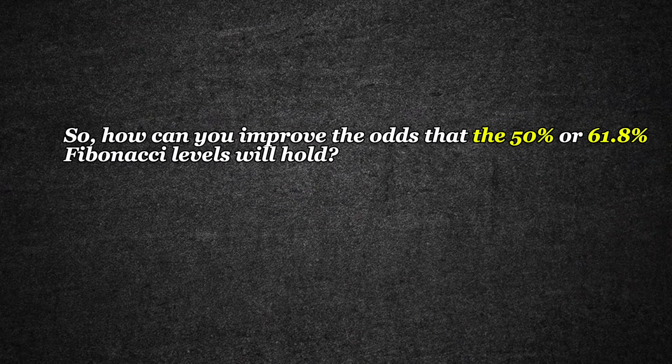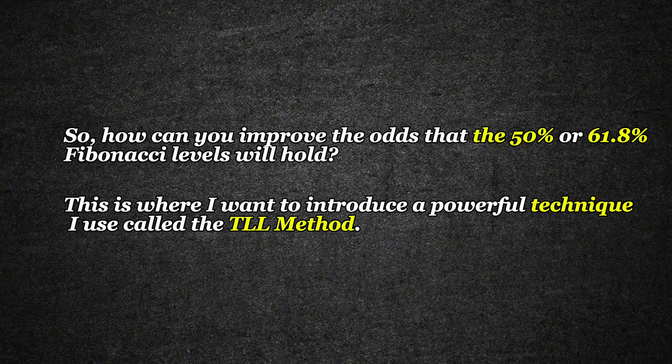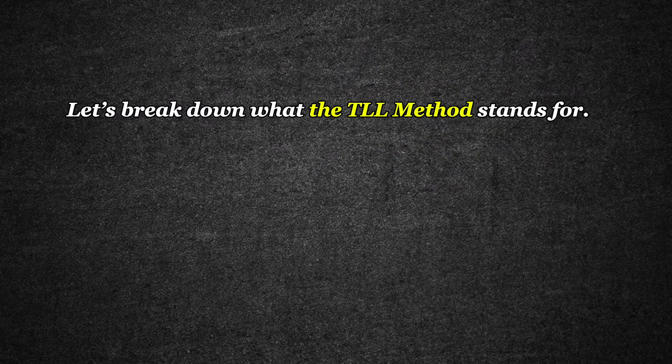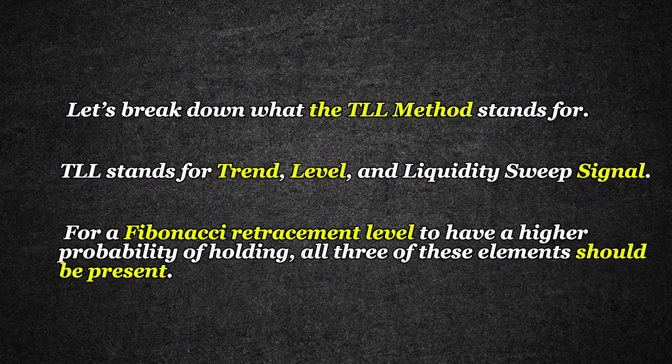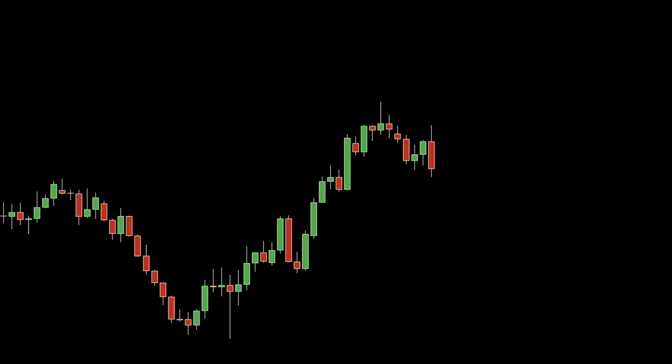So, how can you improve the odds that the 50% or 61.8% Fibonacci levels will hold? This is where I want to introduce a powerful technique I use called the TLL method. Let's break down what the TLL method stands for. TLL stands for Trend, Level, and Liquidity Sweep Signal. For a Fibonacci retracement level to have a higher probability of holding, all 3 of these elements should be present. Let me show you a chart example.